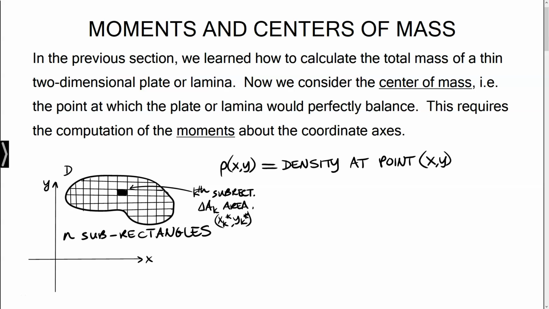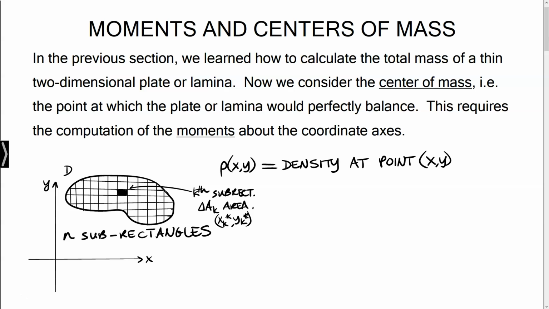We're going to continue our study of masses and density functions. And what we're going to talk about in this video is something called the center of mass. So if you have a two-dimensional plate or lamina, the best way to think about the center of mass is that it's the point at which that plate would perfectly balance. So if you were to just prop up the plate, then it would perfectly balance right at that point. So how do we go about figuring out the center of mass?